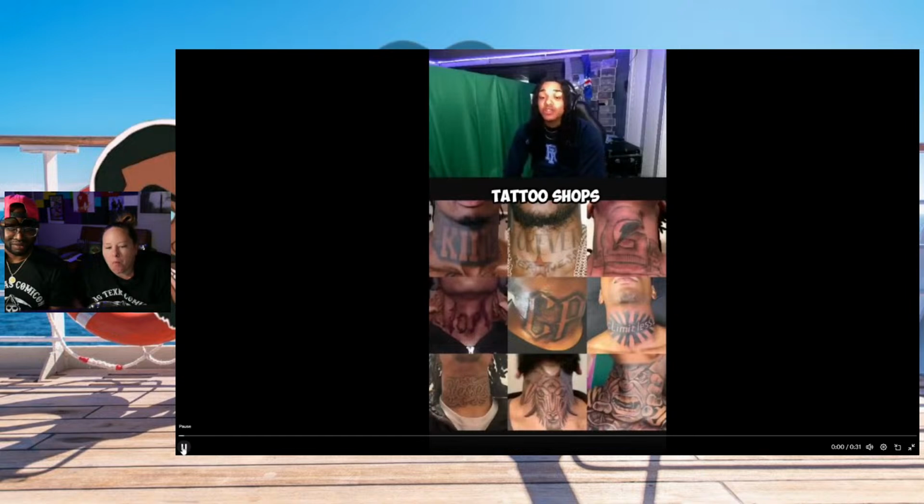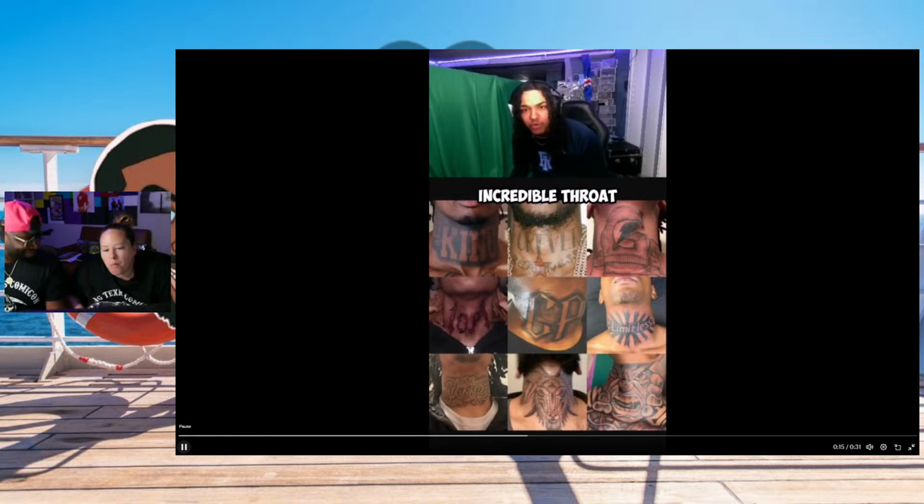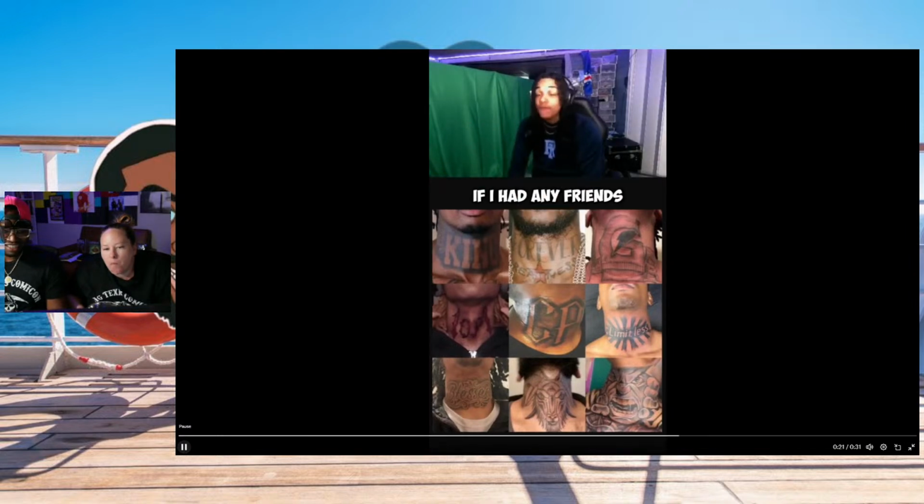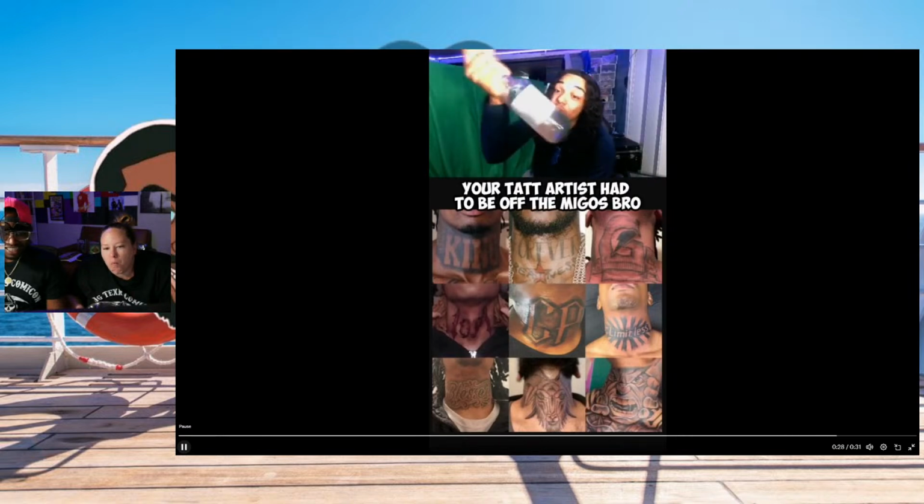Tattoo shops and tattoo artists, you need to learn how to say no. There is no reason somebody should be walking around with a limitless throat tattoo. Yo, Diddy goes to jail and now everybody's a freak. Can we lock in? What are y'all doing? I'm seeing a throat goat tattoo, incredible throat, blessed neck. It's either these guys are dumb or they have first class seats in the Diddy party. If I had any friends that had this on their neck, they're getting blocked, reported, and removed. Don't ever talk to me. Your tattoo artists have to be off the Migos, bro.